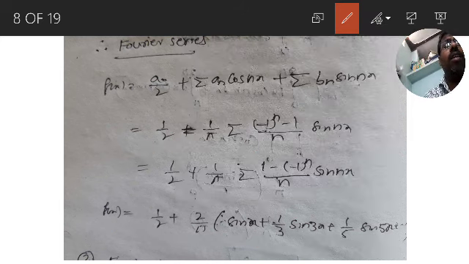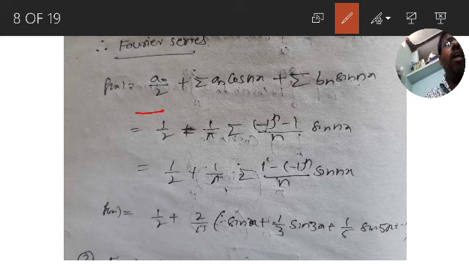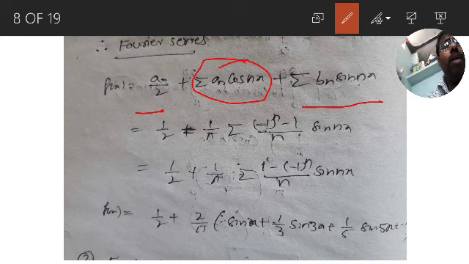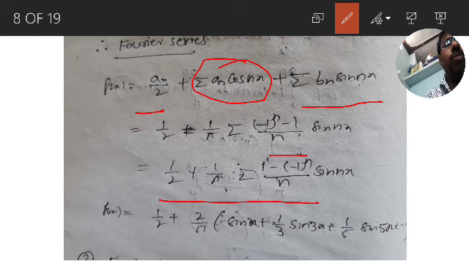Are you able to get it? Here you are substituting a naught and bn values, but an value is 0. That's why the middle term is 0. A naught is equal to 1 and bn term you are substituting. Substitute n is equal to 1 to infinity. You will get the answer.